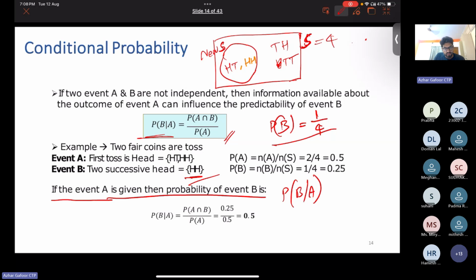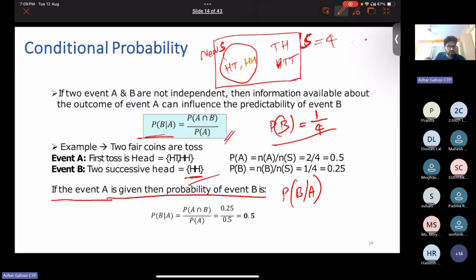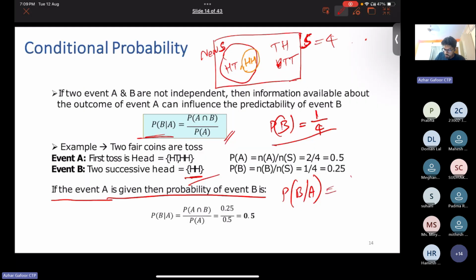Again, since we are given a condition that A has happened, we have a new sample space. The conditional probability gave a condition that restricts the sample space. So now the sample space is this small circle, and it has only two elements. Now what will be the probability of two heads? Inside this we have one element. So that makes our new conditional probability equal to 1 by 2.